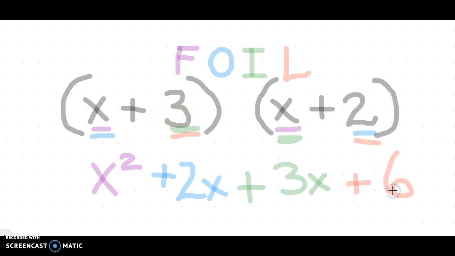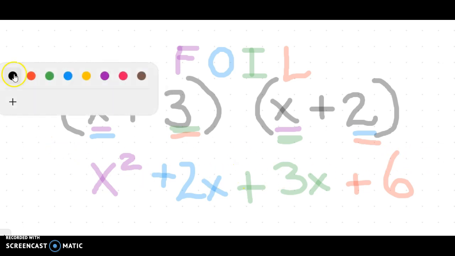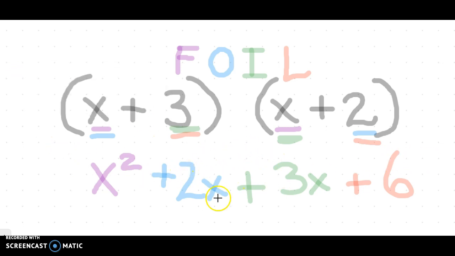Okay, I'm almost done now. This looks pretty much like standard form, but I'm going to combine these two like terms and get a final simplified version here of x squared plus 5x when I combine those like terms. And then, of course, I have plus 6.